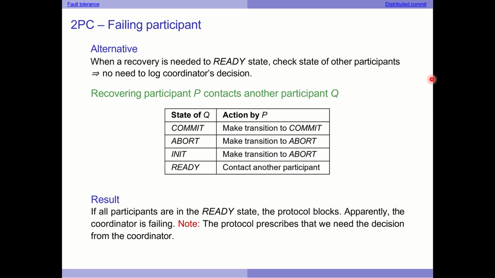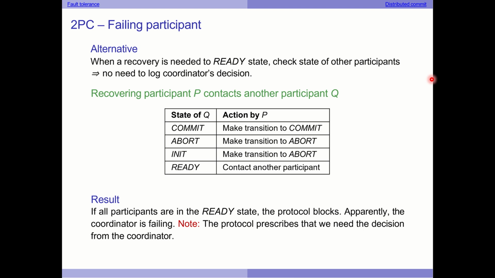There is an alternative where, when recovery is needed in the ready state, they will check the state of other participants. Previously I already said that when any participant crashes in the ready state, when they recover they need to wait for the coordinator's decision. So basically they don't need to do that.